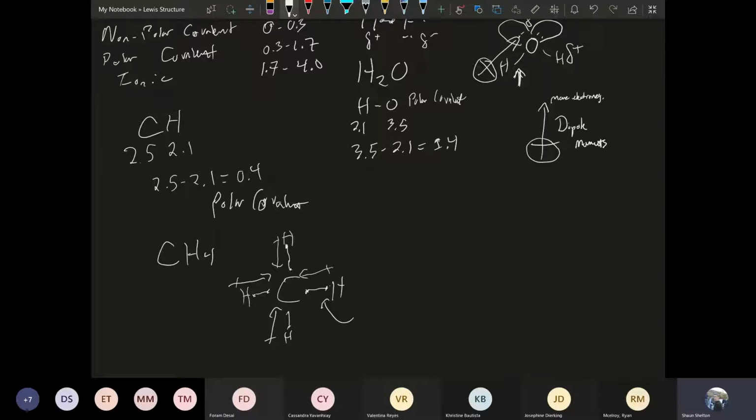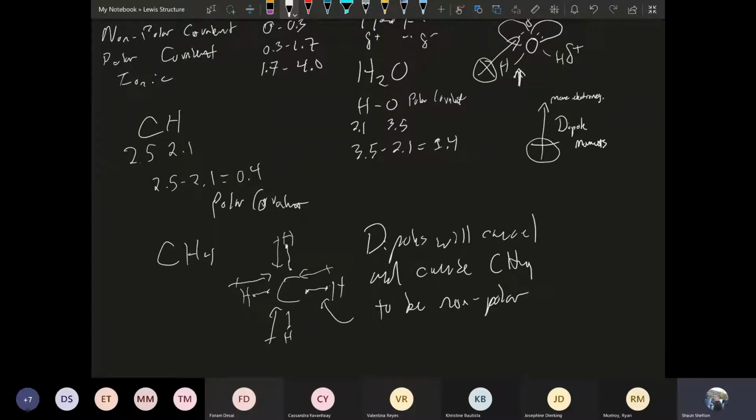So they have nothing to really create any problems or disorganization, I guess you'd say. So what happens is the dipoles cancel out. These dipoles will cancel and cause CH4 to be non-polar.